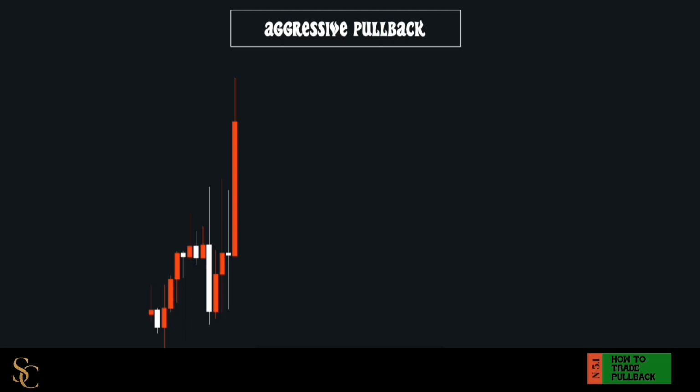Confirm trend structure. Look for a break of structure, BOS. If the pullback breaks a previous high or low, it may signal a trend reversal. If the BOS is not confirmed and the price respects your zone, it reinforces a continuation trade.